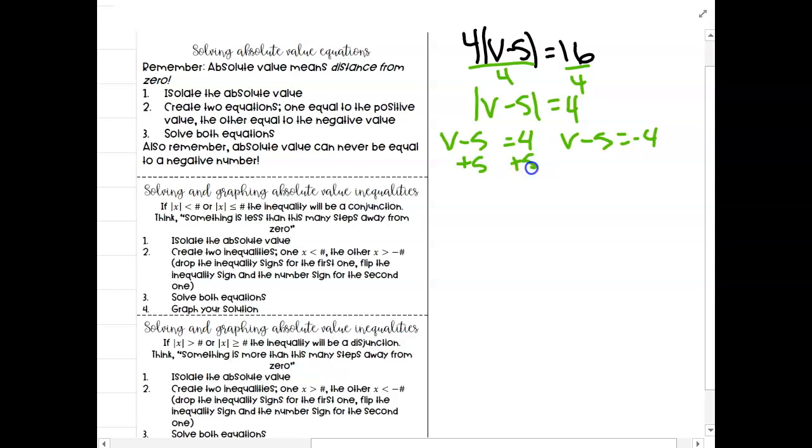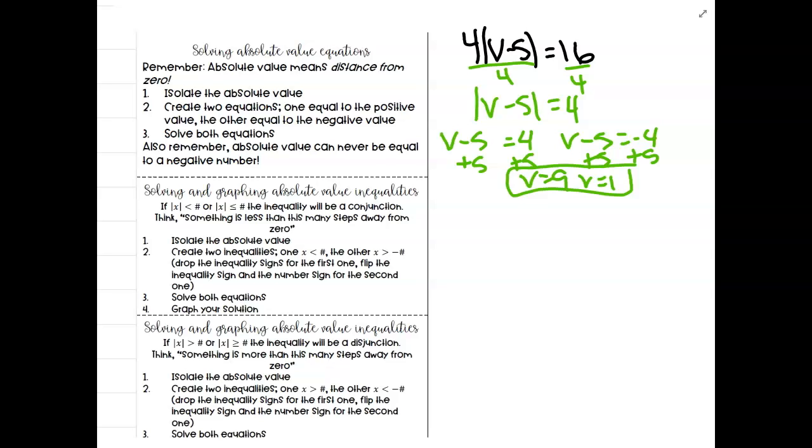So add 5 to both sides, you get v equals 9. Add 5, you would get v equals 1. So that's what we did yesterday. Now today's going to be similar, except today we're doing absolute value inequalities. Remember the big difference between an equation and an inequality: first of all, it's not going to be v equals 9, it might be v is less than 9. So I've got a whole bunch of answers, not just 1 or 2.